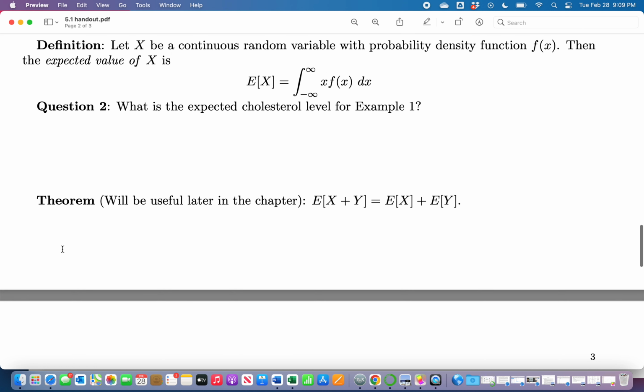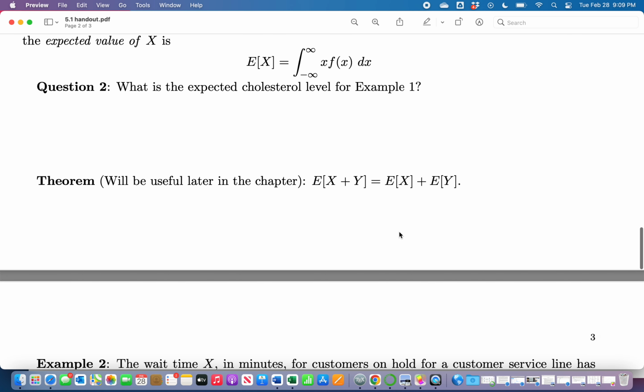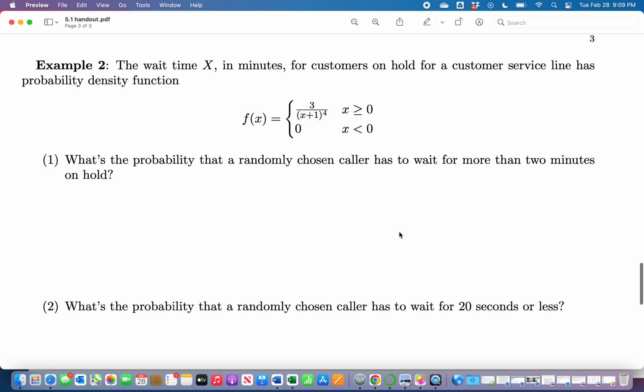Okay, so that's basically all the material here. We'll use this later. The book mentions it now. We've already used this in section 3.2 for discrete variables. It still holds for continuous, but this is nice to have, that the expected value function is linear. So you can split it over sums. Okay, so now here's another example.